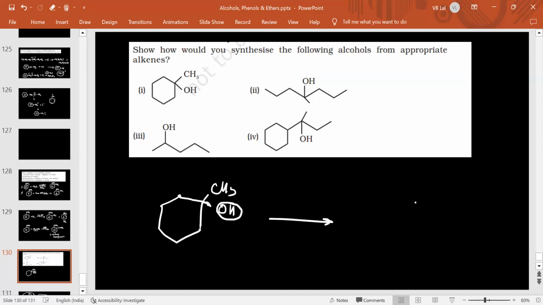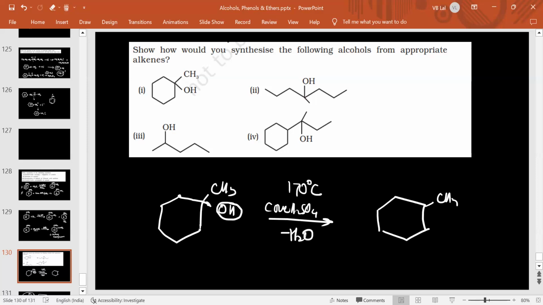But I told you, poor becomes poorer. So this is concentrated H2SO4, temperature 170. I should find out which alkene I will get. So the alkene that I will get is here CH3 and CH2. This is the alkene which on addition of water will give me this alcohol. If I add water, what will happen? H will go here and OH will come on this carbon where there are fewer hydrogen atoms. Okay. Next one.